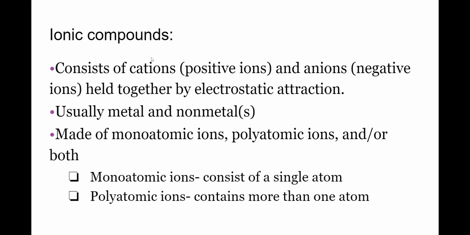Today we're going to be talking about naming ions. Ionic compounds are compounds that consist of cations, which are positive, and anions, which are negative, and they are held by those positive and negative attractions, also called electrostatic attractions. Usually a metal and a nonmetal. They are made of monoatomic ions, polyatomic ions, or both. Monoatomic ions consist of a single atom. Polyatomic ions consist of more than one atom.